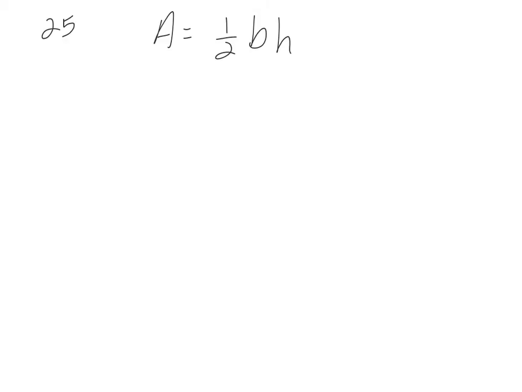So we need to get rid of all the stuff surrounding b. We can do this one at a time. How would you get rid of that h? Well, h is being multiplied by b, so you would divide both sides by the h. So you would have a over h equals 1/2 b.